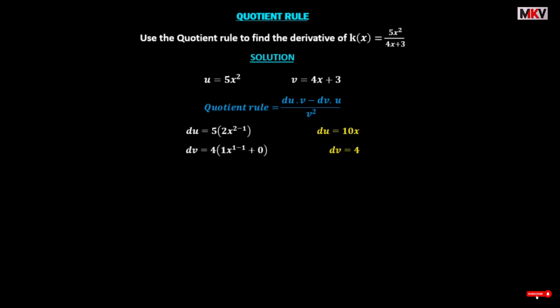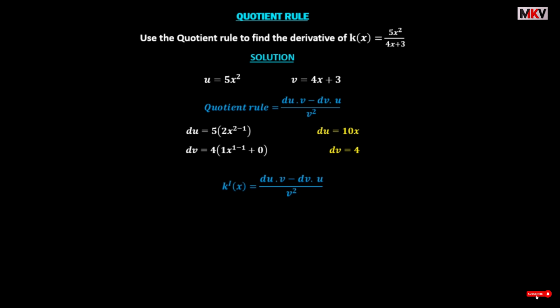Then we differentiate v, which is 4x plus 3. We separate the coefficient from x, bring the exponent in front, and subtract 1 from the exponent. Then we have 4 as dv. Finding the derivative of a constant is 0. A constant, which is a number without any variable, has a derivative of 0. So our dv is therefore 4. So we've gotten our du, we've gotten our dv.